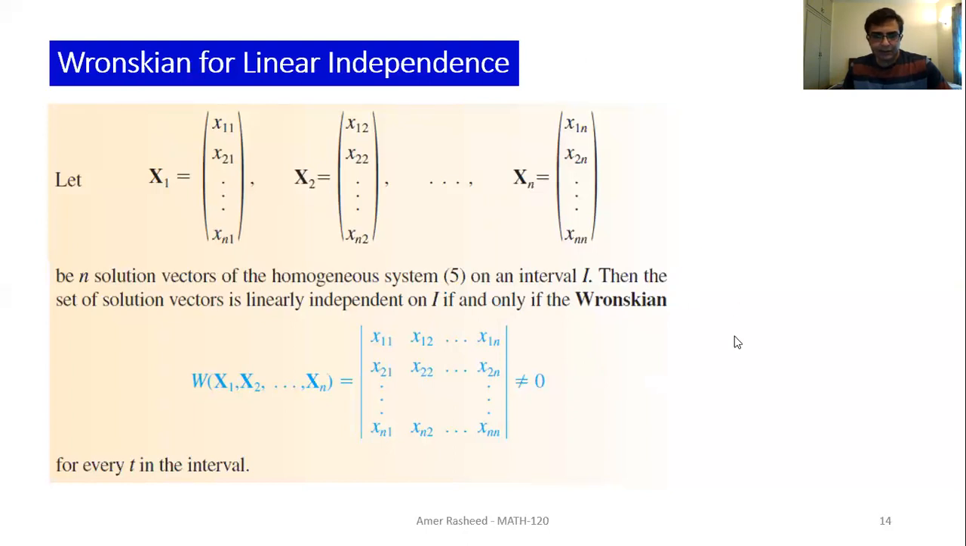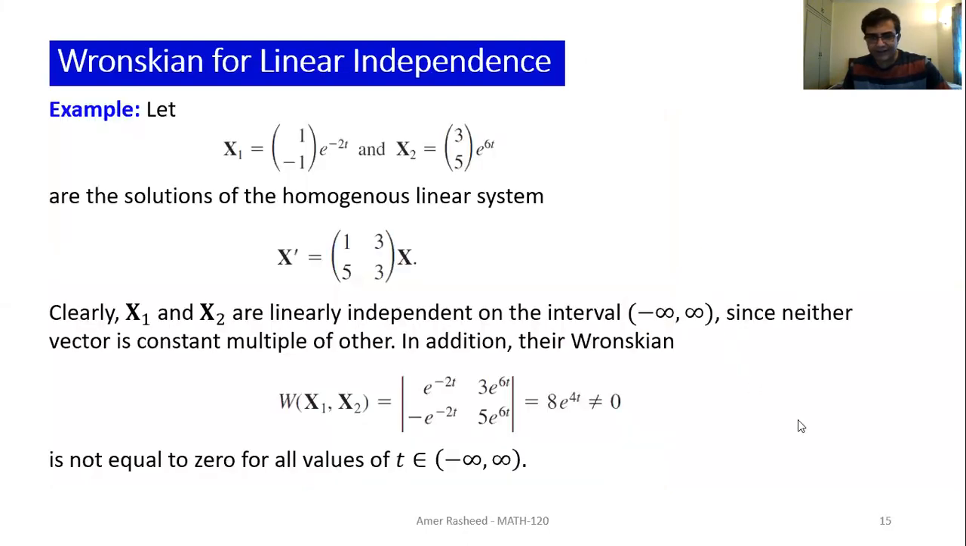Next, we are going to know on the next slide 15. Here is an example of Wronskian. On the previous slide, we had discussed an example, and we have verified that x1 and x2 are two solutions of this homogeneous linear system. Now we are going to prove that these two solutions are linearly independent solutions.